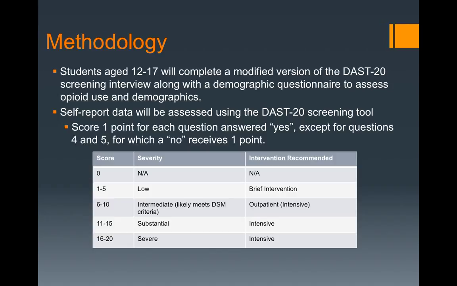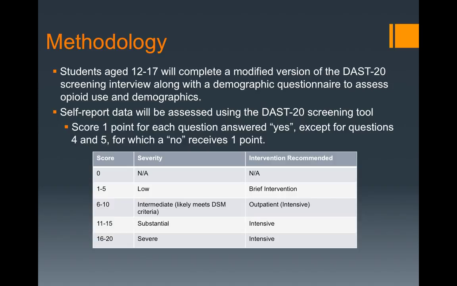And so we would be administering this to students aged 12 to 17. Now this test could be administered in a structured interview, but in this case it would be just a self-report screening. And so we would be using the DAST-20 screening tool that accompanies this particular test.